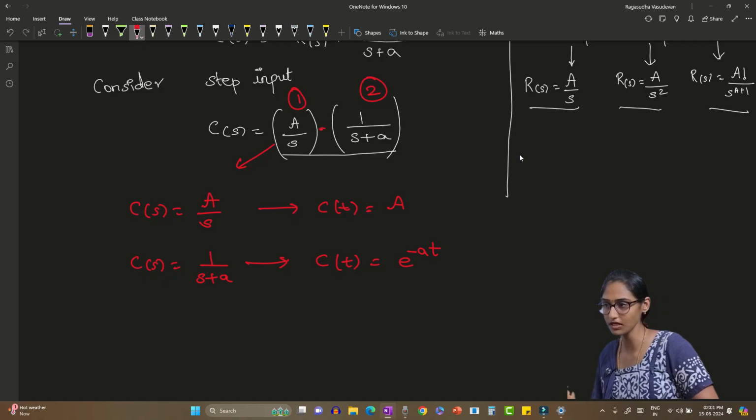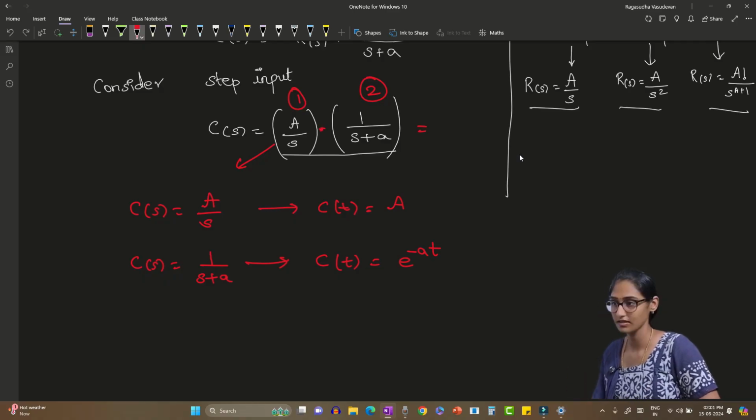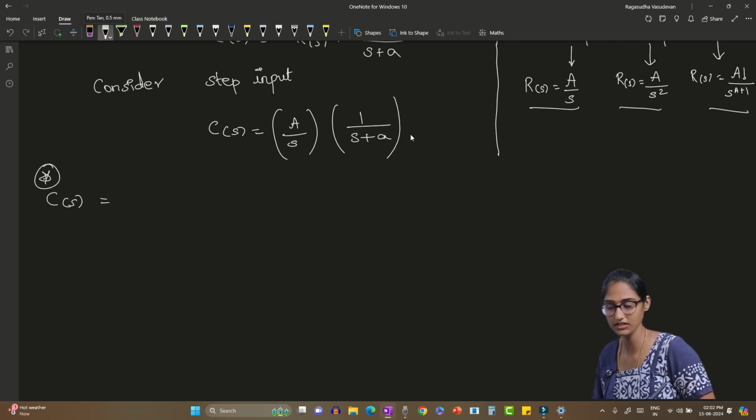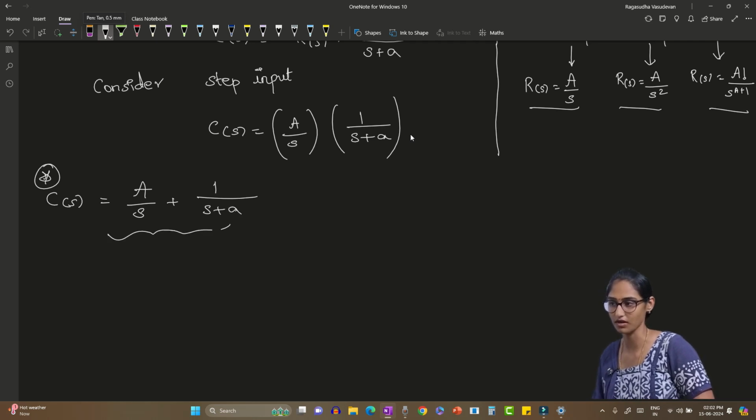But it is a combination of both of them. It is a multiplication of them. This is not equal to the inverse Laplace transform of a by s multiplied by the inverse Laplace transform of 1 by s plus a. That is not the case here because we have a multiplication sign in between. So we want it in this format, where c of s can be split as an addition of these two terms, a by s plus 1 by s plus a. We don't want a multiplication in between. We want an addition in between.